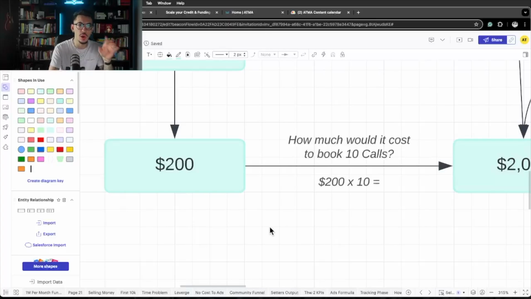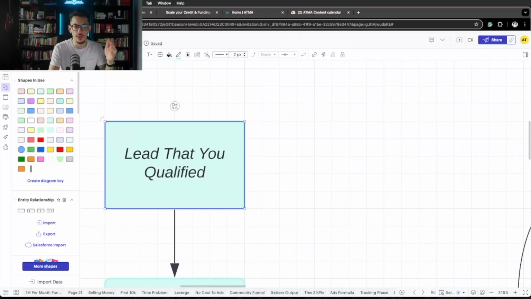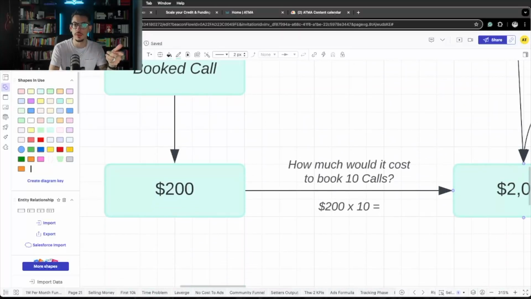So our average book call by the DMs, let me be specific. If you're doing DMs, it's going to be $200. If you're doing another way, like cold calling or, let's say, an application form, it could be less. But the reason why it's $200 is because the lead, you're already qualifying them. So the qualification process already happened. That's why you send them the link to book a call.